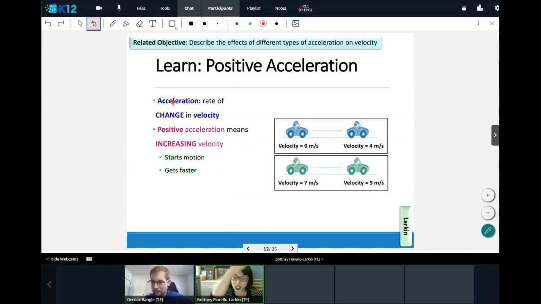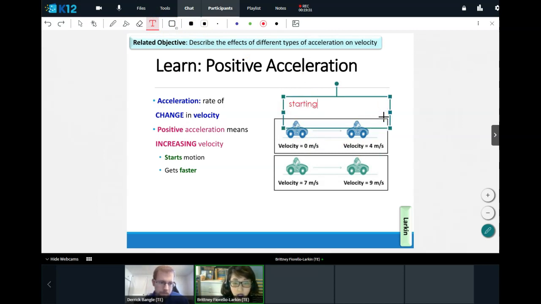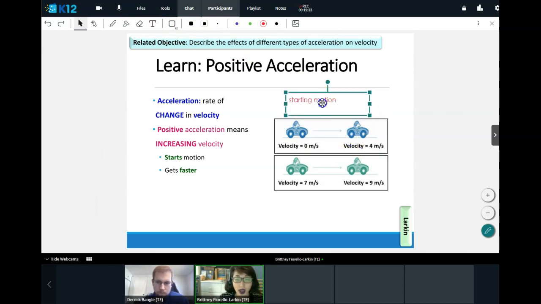Acceleration again is the rate of change in velocity. So if we're talking about a positive acceleration, we mean that that change is in the increasing direction. It's becoming more and more positive. So this happens in two instances. When either you start moving, you go from rest to moving, your velocity increases, and so there's a positive change, or you just get faster. So taking a look here, you can see both of those examples. Again, up here, we can see that we are starting motion, going from rest right here.